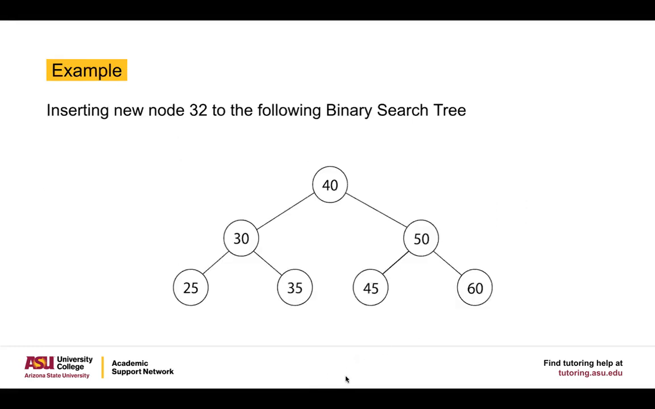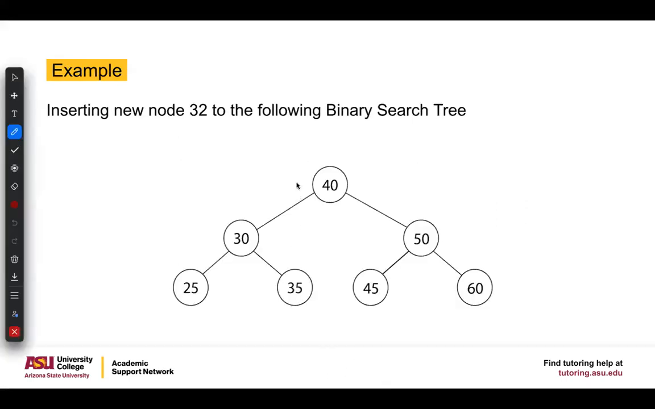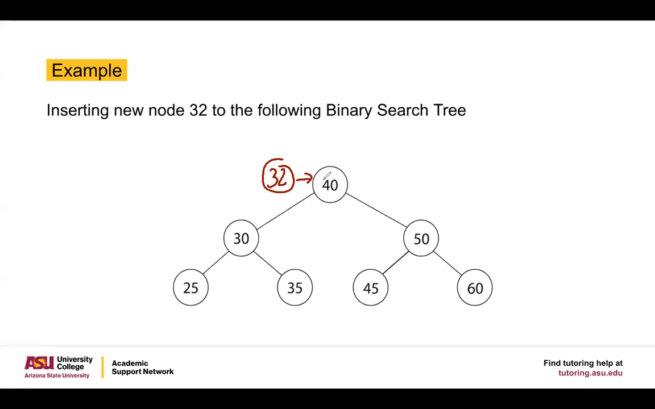So now let's look at an example to insert a new node 32 to the following binary search tree. First, we'll compare the new node 32 with the root node 40. As you can see, the value of 32 is less than 40. So we'll look at the left child.